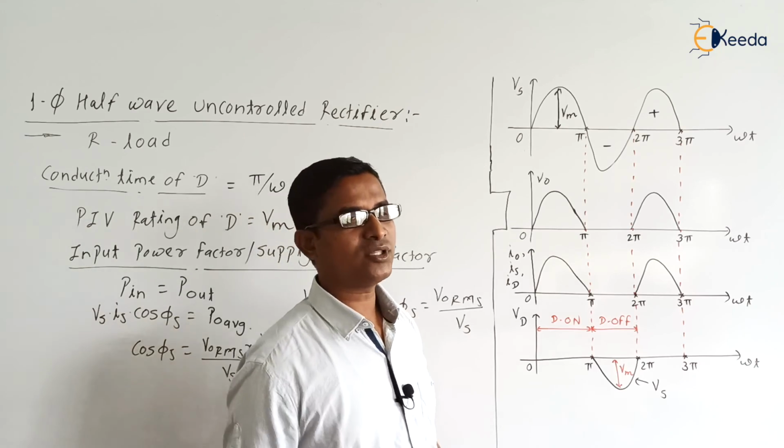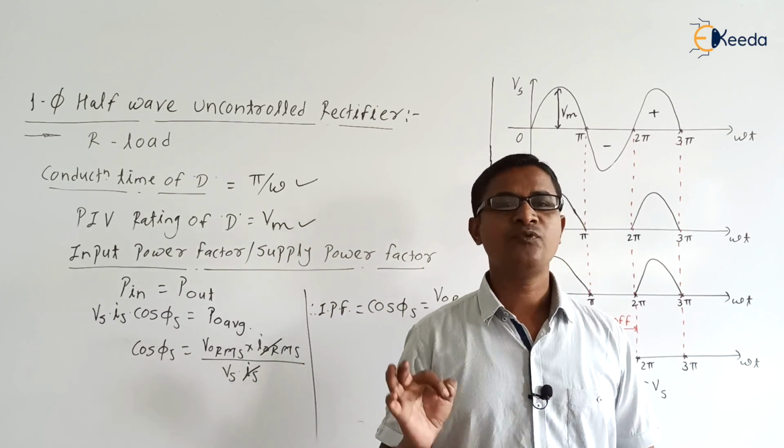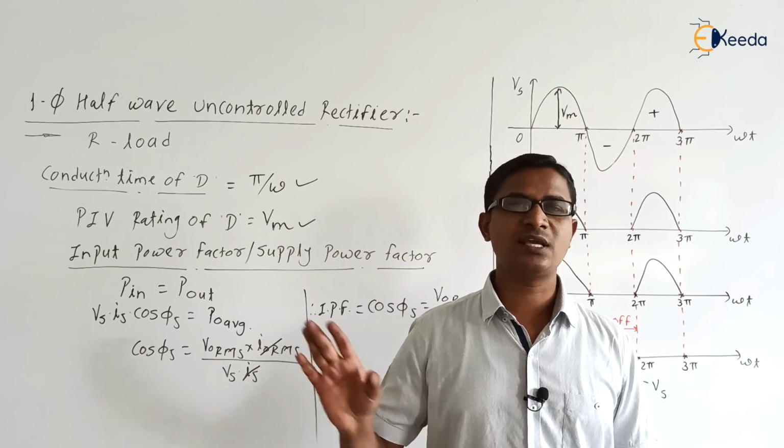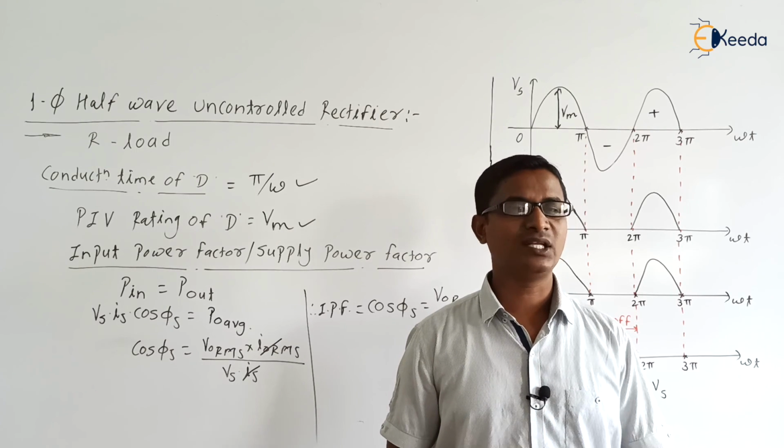So this is about the derivations of the single phase half wave uncontrolled rectifier with purely resistive load. In the next video we are going to discuss the same circuitry, but we are going to change the load from resistive load to the RL load.